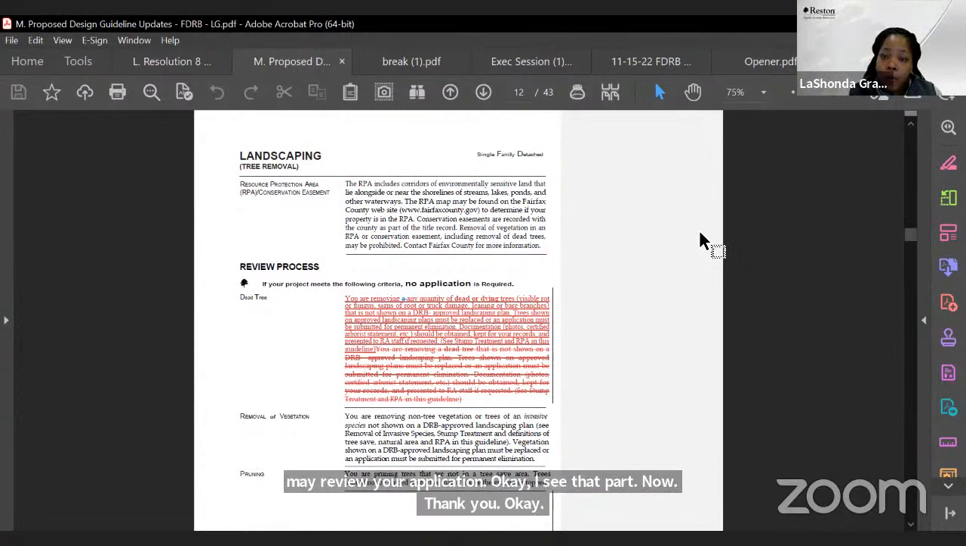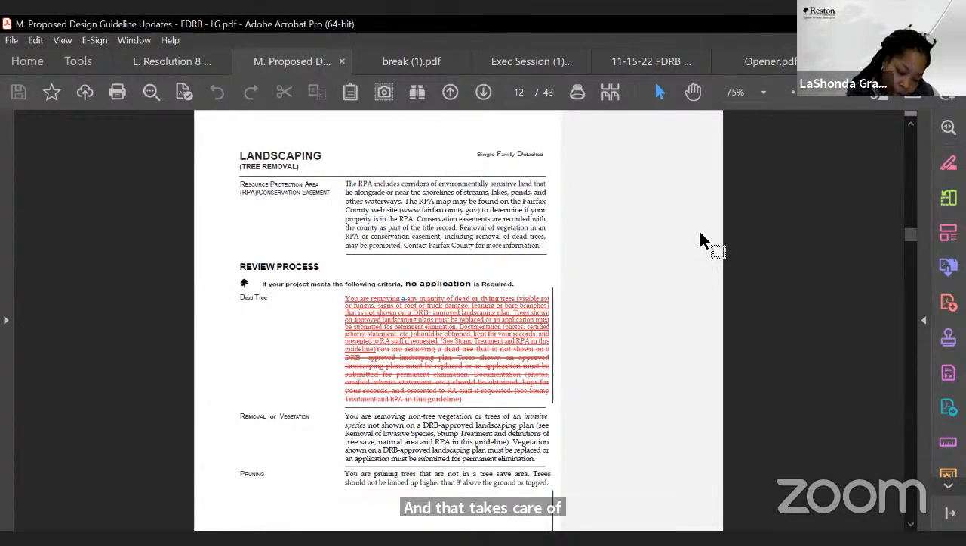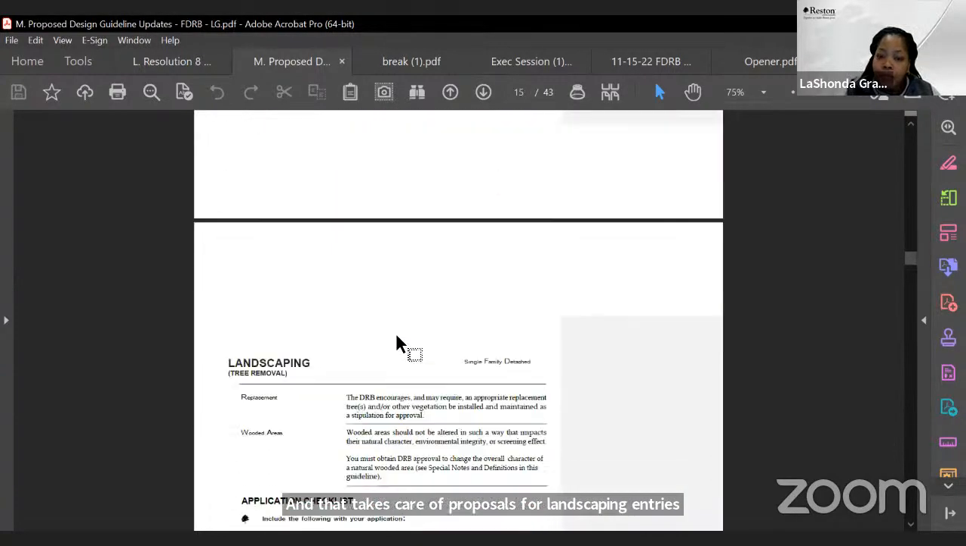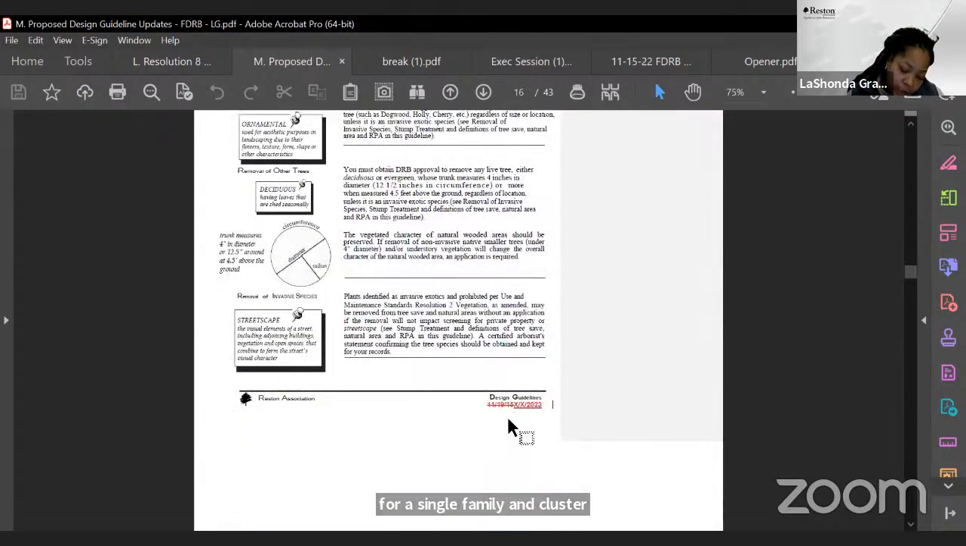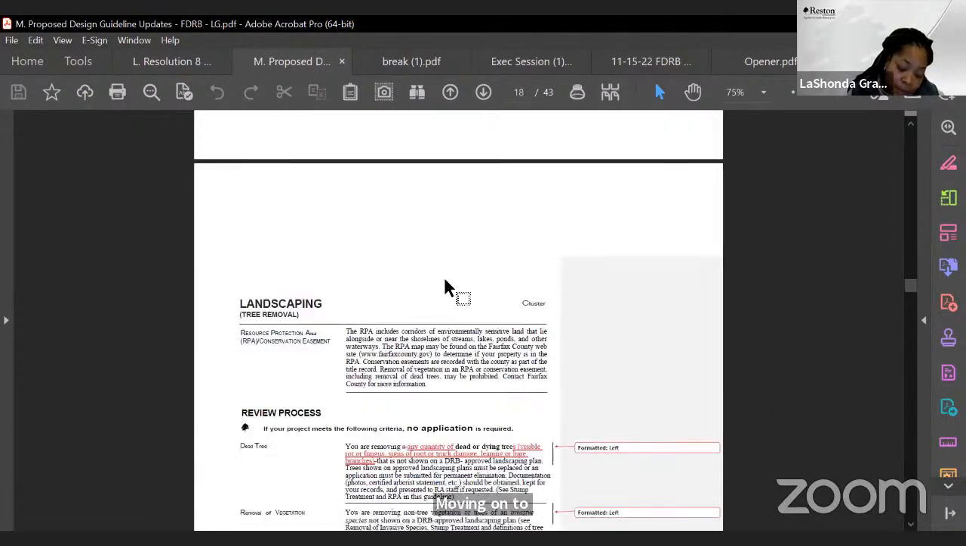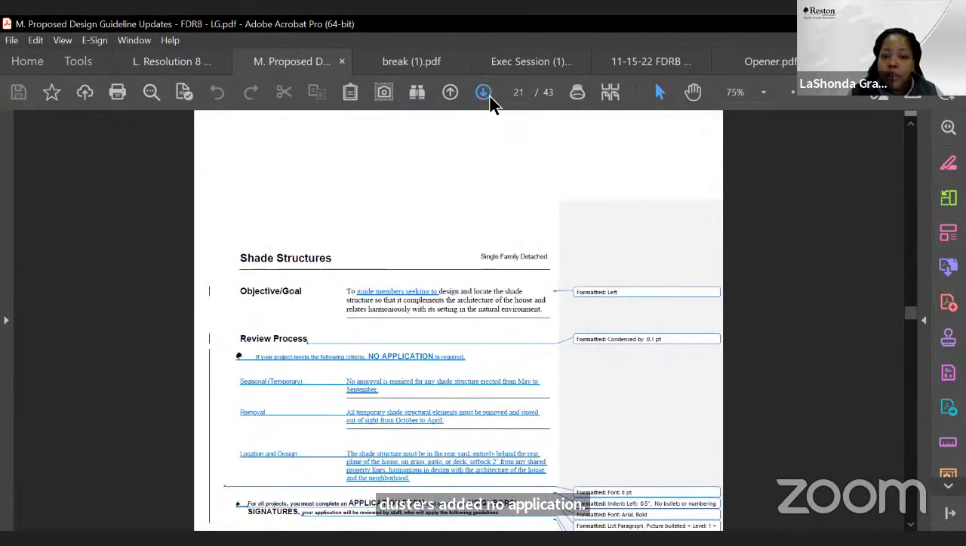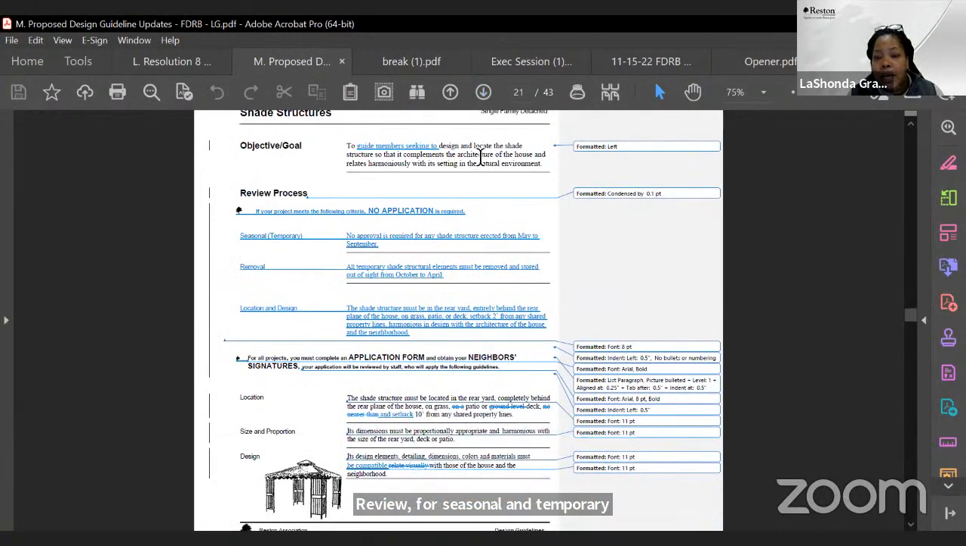And that takes care of proposals for landscaping and trees for single family and cluster. Moving on to shade structures for single family and clusters. Added no application review for seasonal and temporary structures for single family detached. I'm sorry, probably should give you a page number. This is on page 21. So no approval is required for any shade structure that's up between May and September.